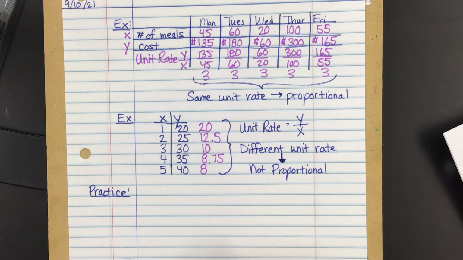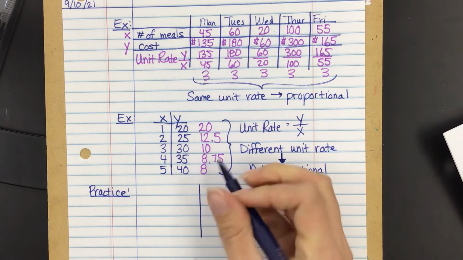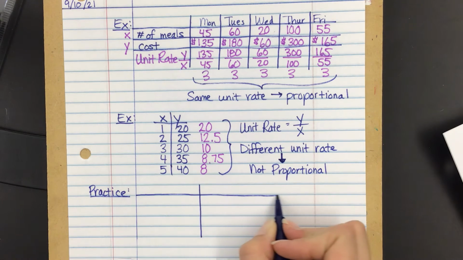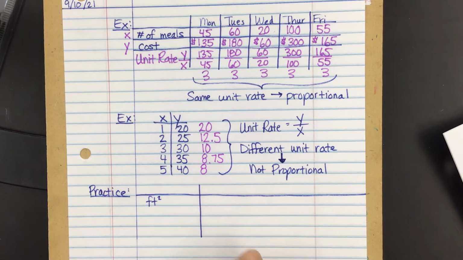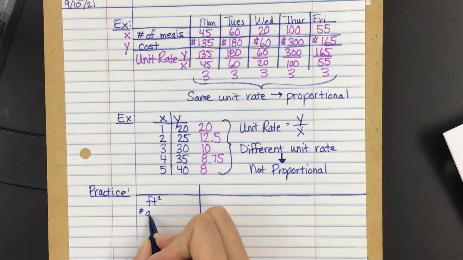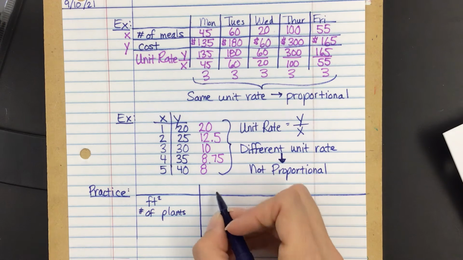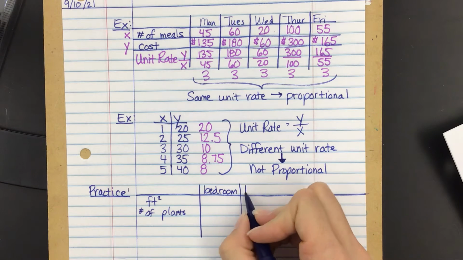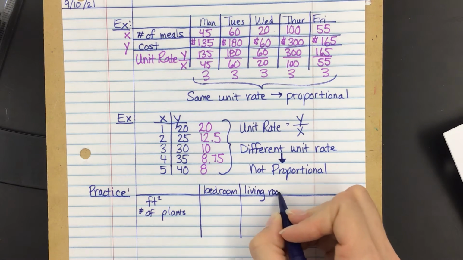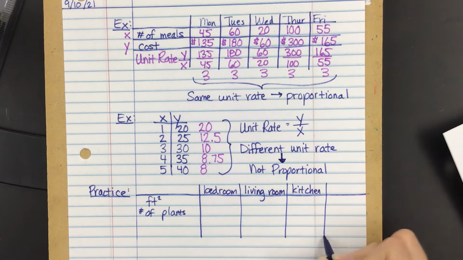Our first example is going to be feet for plants, and I wanted to do this example because the answers are going to seem a little funky, and I am doing that on purpose. We're going to be comparing the number of square feet in a room to the number of plants in that room. So this is somebody's house, and they are calculating how many plants per room. So we'll have the bedroom, the living room, the kitchen, and the patio.